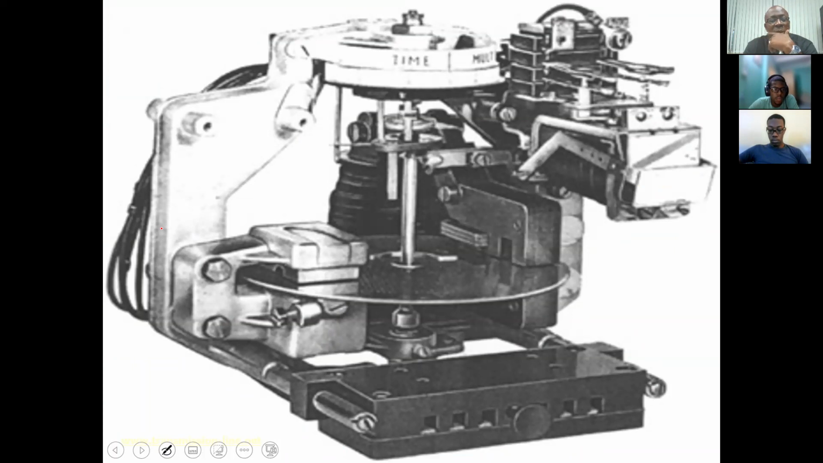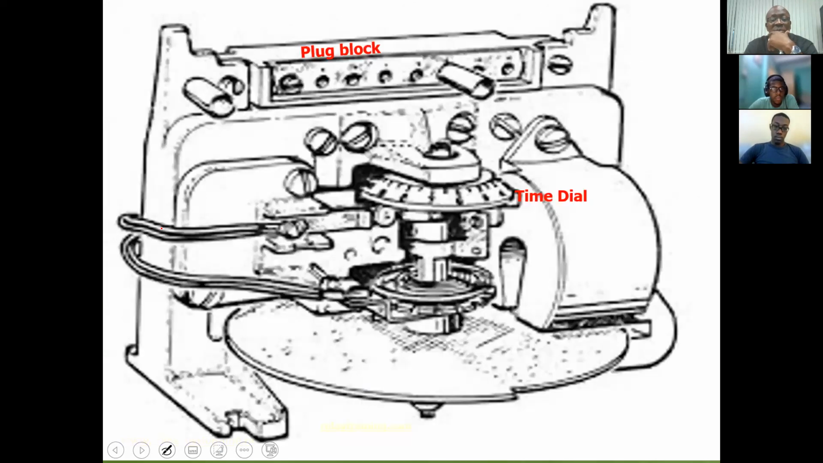I have to respect the generation gap. But anyway, I can't really assume that you're familiar with these meters. But yeah, it's what we used to have.